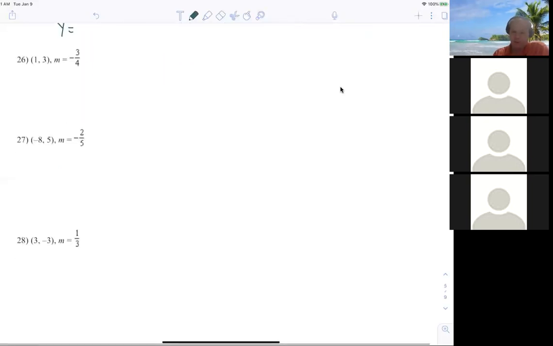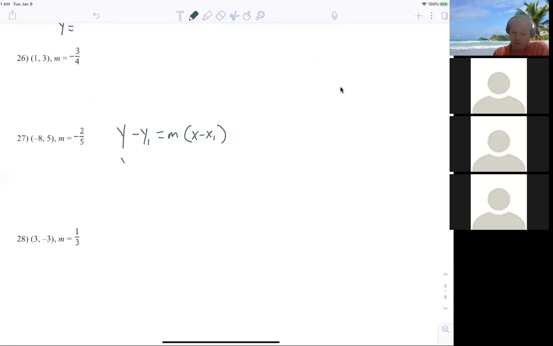27, again, real simple. y minus y1 equals m times x minus x1. y minus 5 equals -2/5 times x plus 8. All right? Easy, very easy. All right, let's check out.